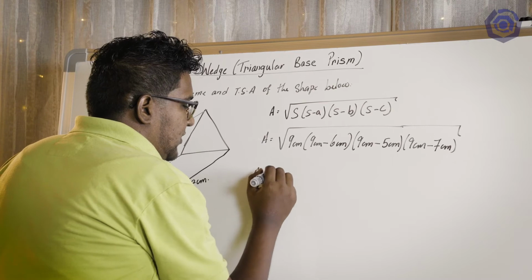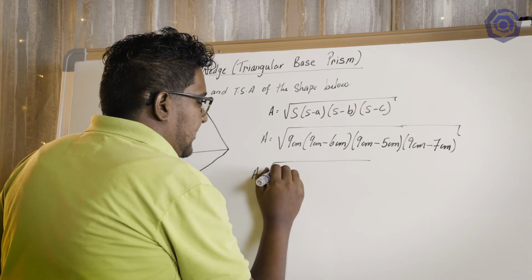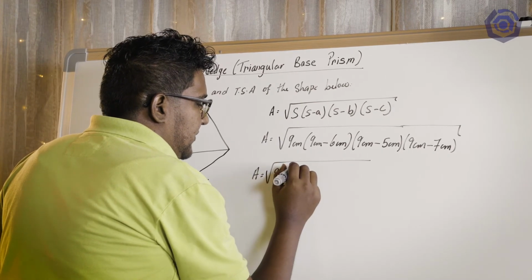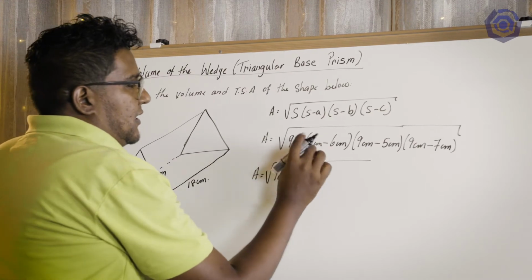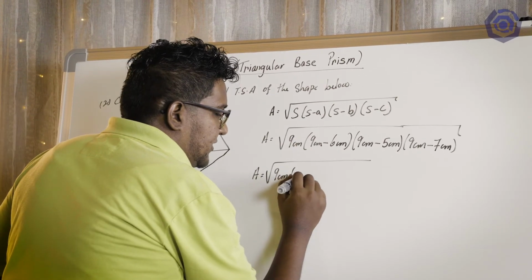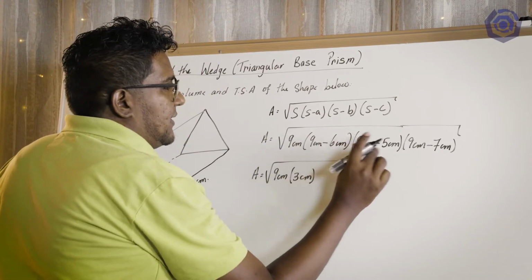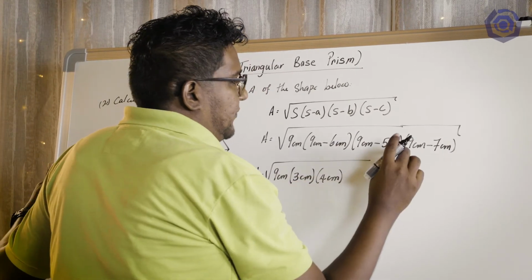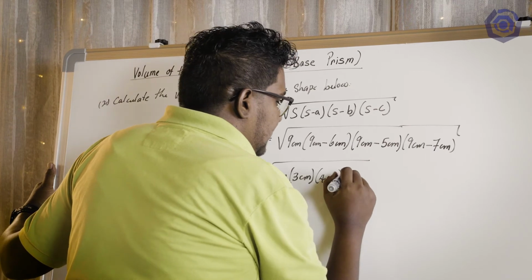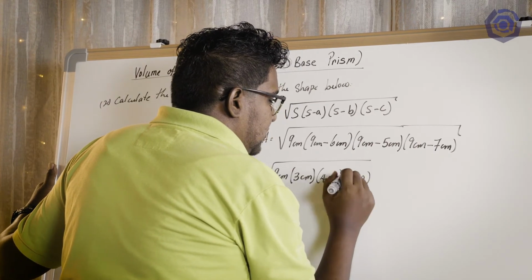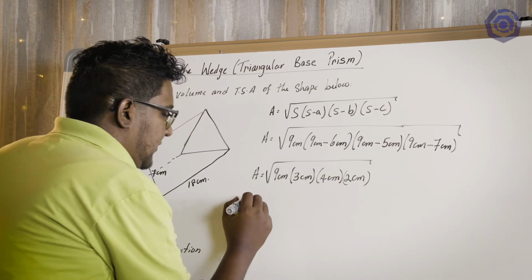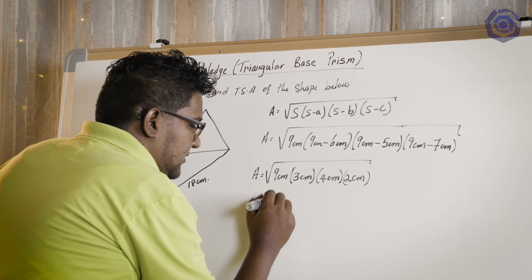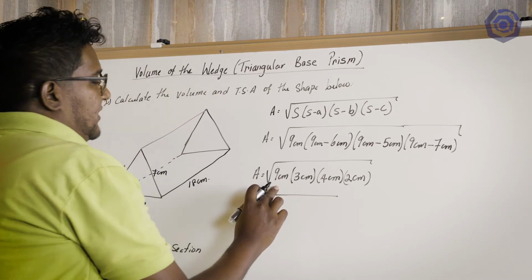So A is equal to the square root of 9 cm into 9 take 6, which is going to give me 3 cm. 9 take 5 is going to give me 4 cm. And 9 take 7 is going to give me 2 cm. A is equal to the square root of, we multiply everything here.